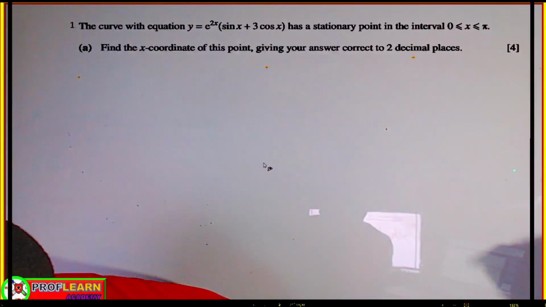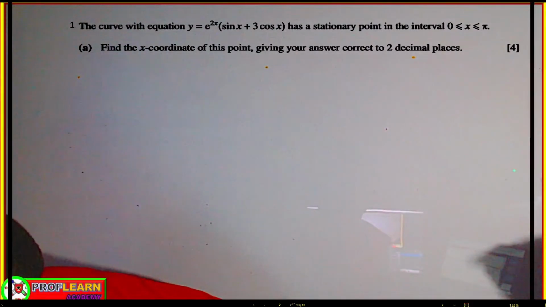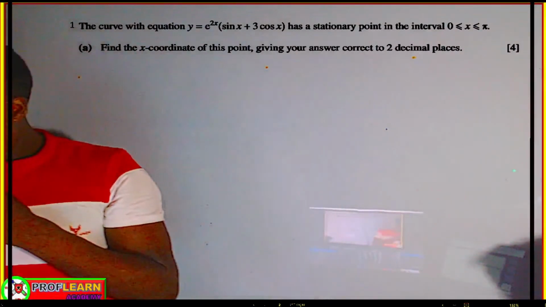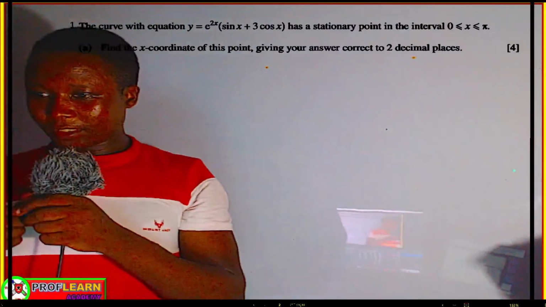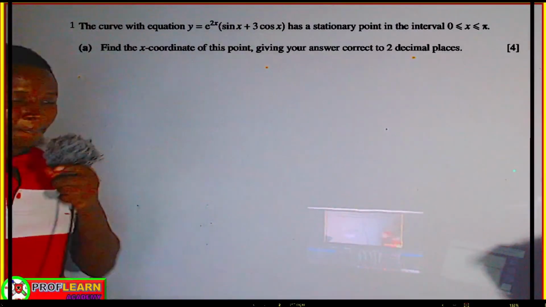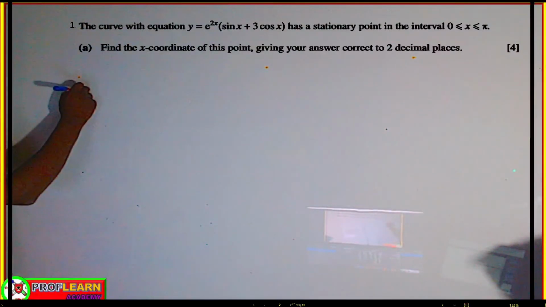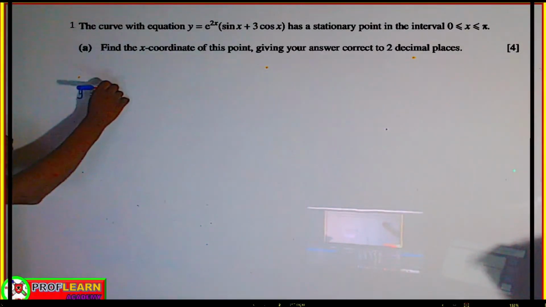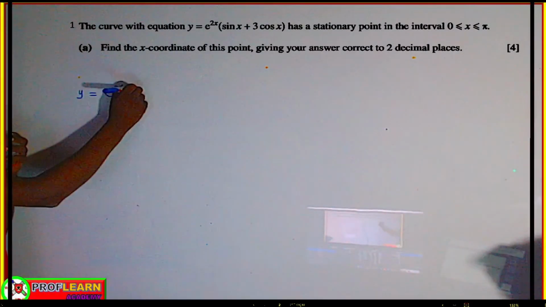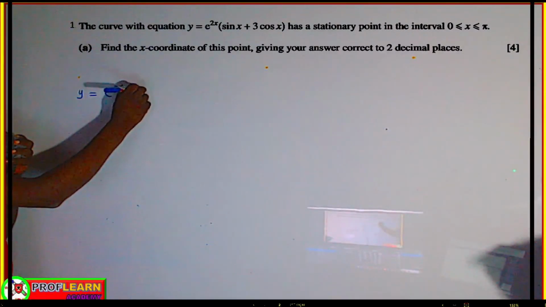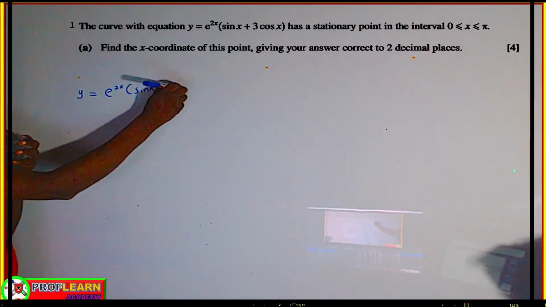So to begin this particular question, we are going to focus ourselves and try to see which is the best technique you can use in order to differentiate this function that we have at this particular point. Now, I will start by writing the equation the way it was given. We are saying this equation was given as y equals e to 2x into sin x plus 3 cos x.